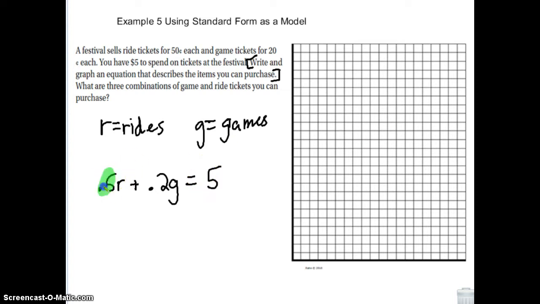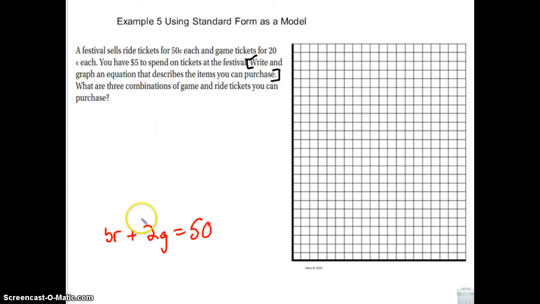The issue is these are not integers, so we have to change them to not be integers anymore. Now, it's really easy to do that. All we have to do is move the decimal over one place to the right. So we're going to make this a 5, this a 2, and if we move these over one each, that means we have to move this one over one too, which makes it 50. So now my new equation is 5r plus 2g equals 50.